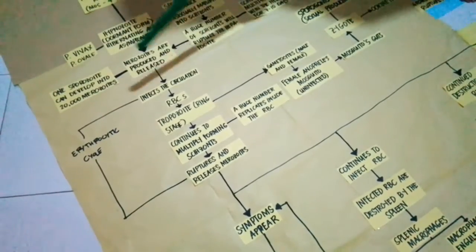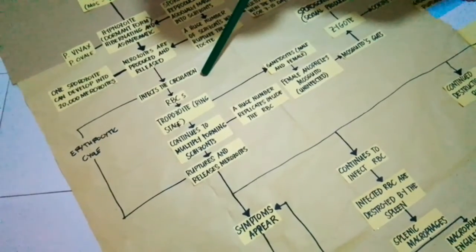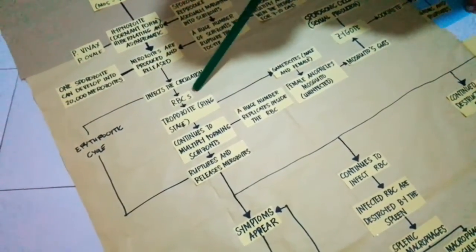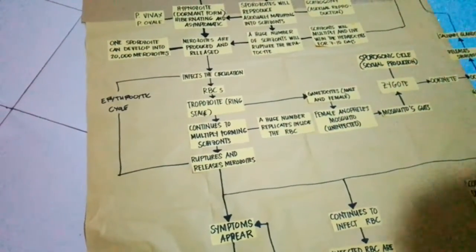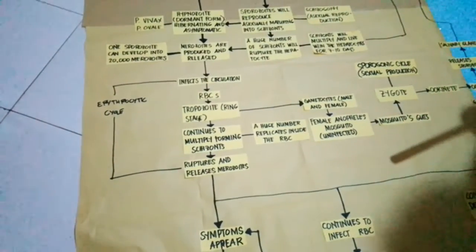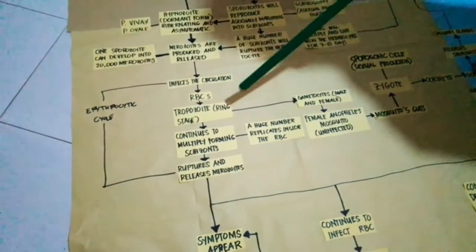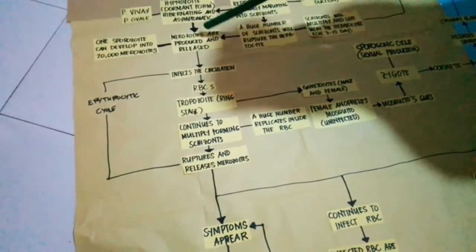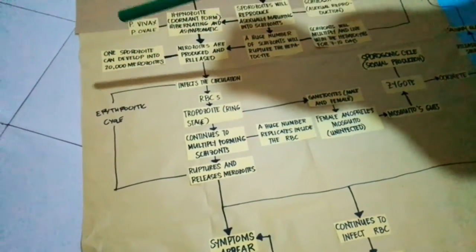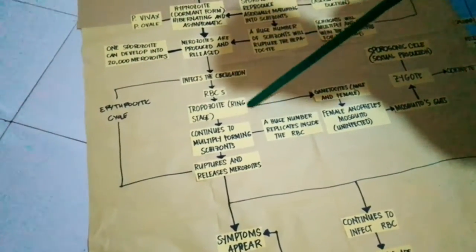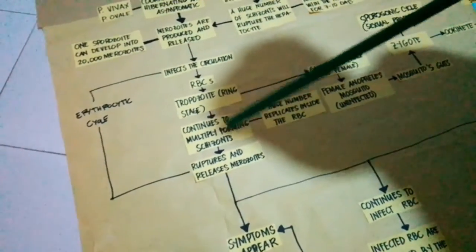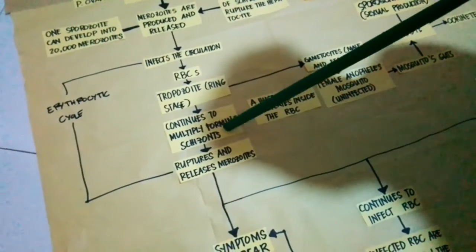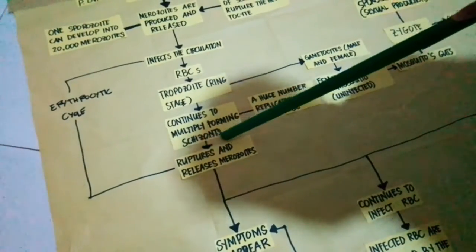So it affects the circulation of blood, and then they enter the red blood cells, their main target. And after entering the red blood cell, they enter the ring stage, or they transform from merozoites into trophozoites. So that is the ring stage. And then they will continue to multiply.